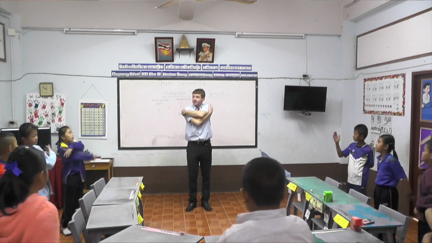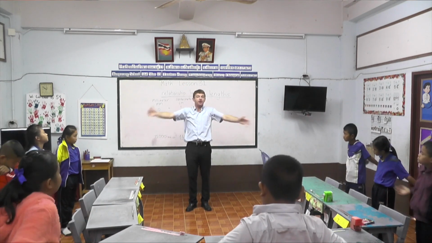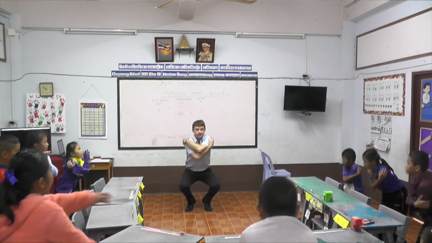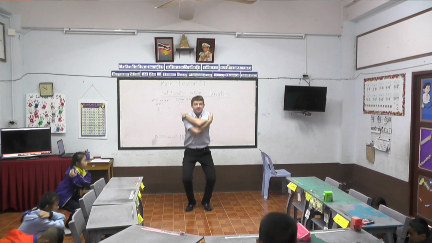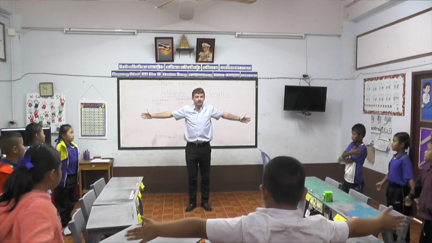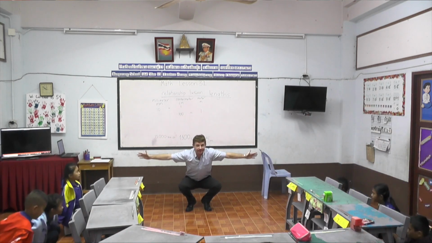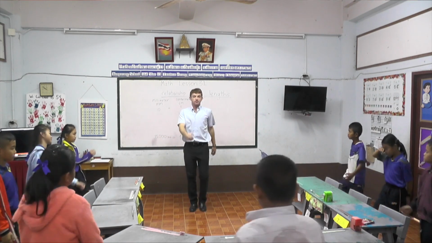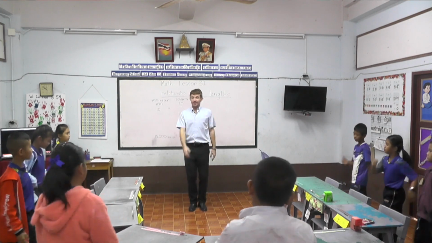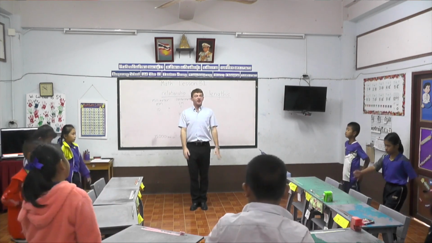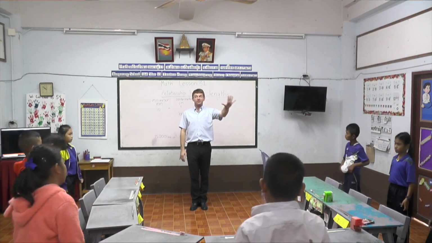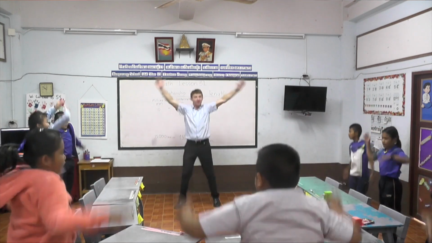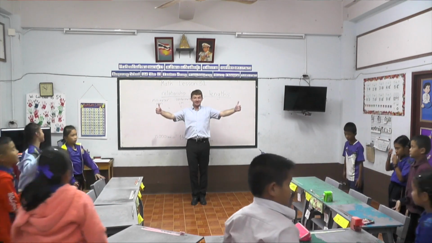And hug. Out. Hug. Out. Hug. Down. Up and out. Down and up. And let's walk on the spot for 5. 1, 2, 3, 4, 5. And to finish, we'll have 5 star jumps. 1, 2, 3, 4, 5. Excellent, guys. Well done.